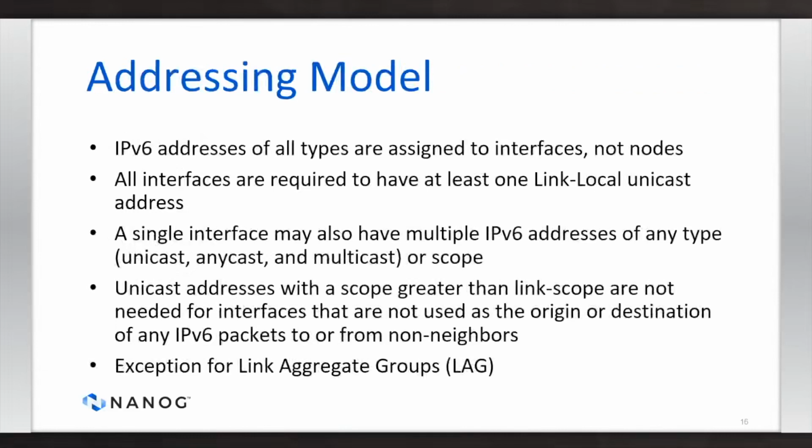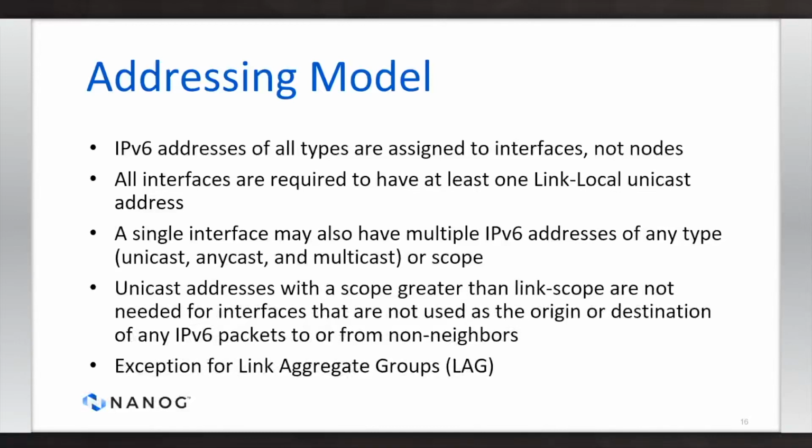Now, let's talk about the addressing model. This may seem obvious, but it's really important. IPv6 addresses of all types are assigned to interfaces, not nodes. That includes the loopback interface. It's assigned to the interface and not the node. All interfaces are required to have at least one link local unicast address. So no matter what an interface is, it's got a link local.